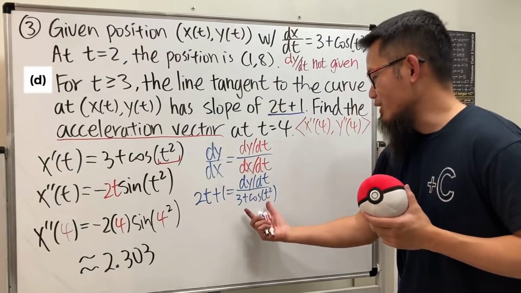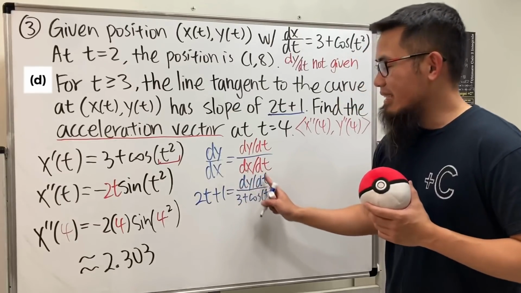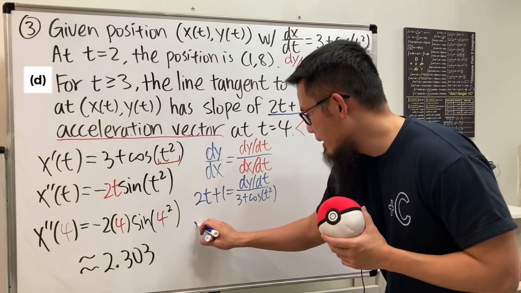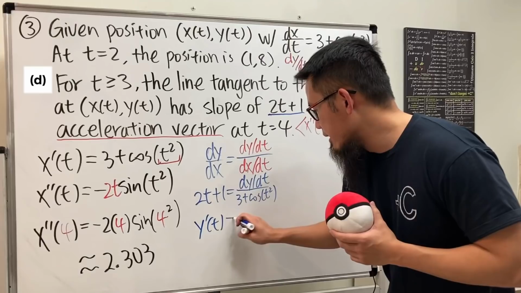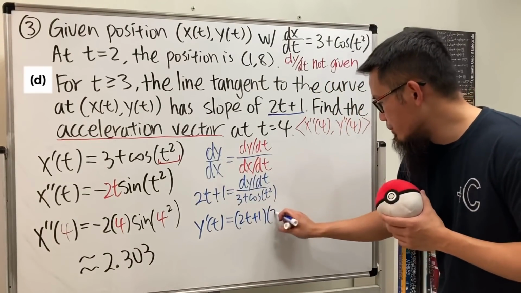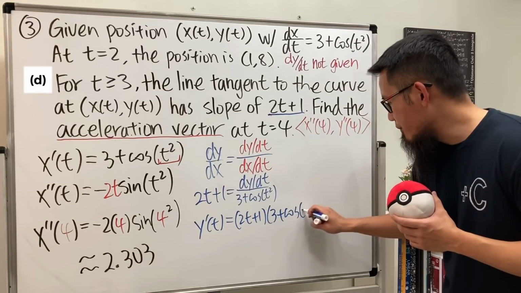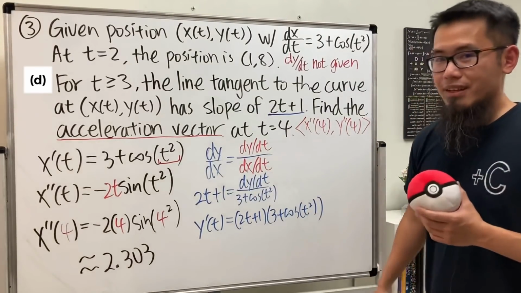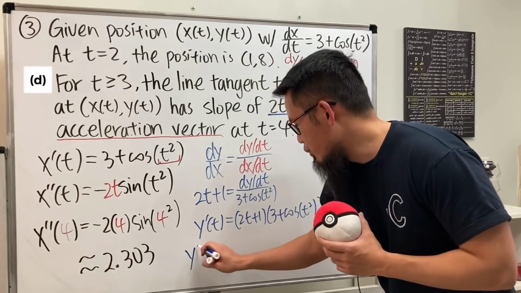Of course, now we can just multiply this on both sides. And dy/dt is precisely the y prime that we want. So this is equal to 2t plus 1 times 3 plus cosine of t squared. Okay, here we can just do the derivative.